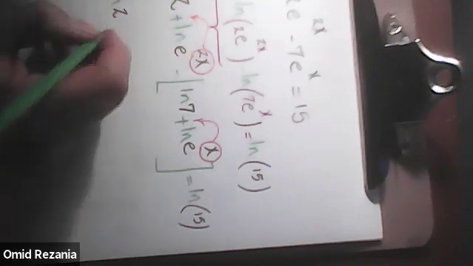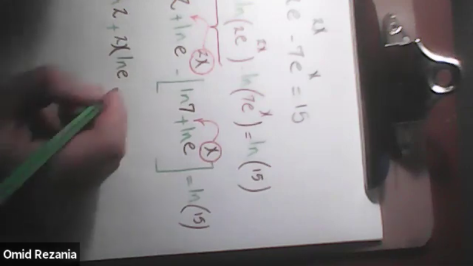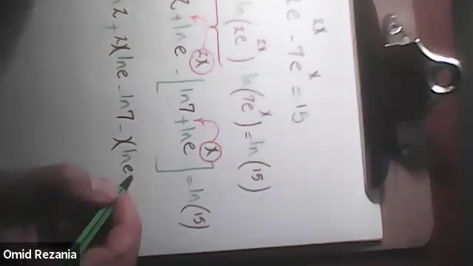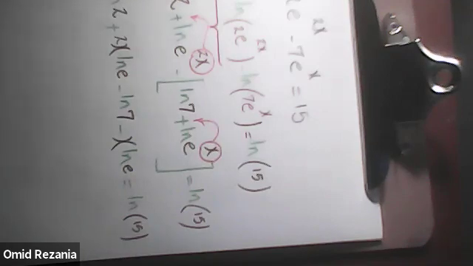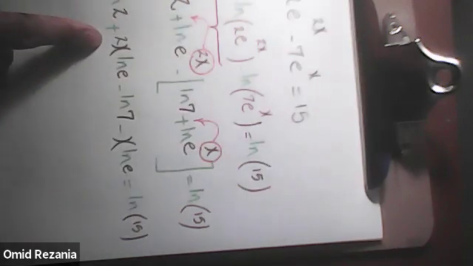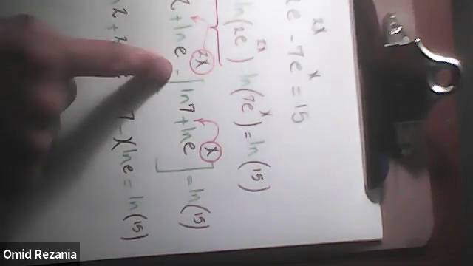I can write ln 2 plus 2x ln e, minus ln 7, minus x ln e, equals to what? ln 15. The only thing I did was take these powers in front of the logarithms using property number 3, and expand the minus before the parentheses into each term. Then both of them become minus, correct?